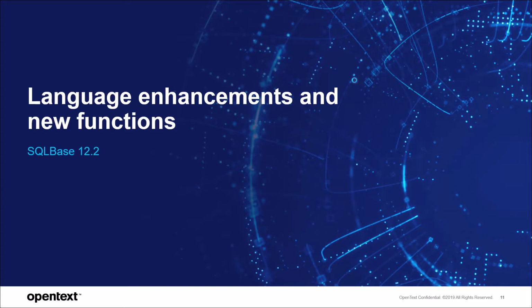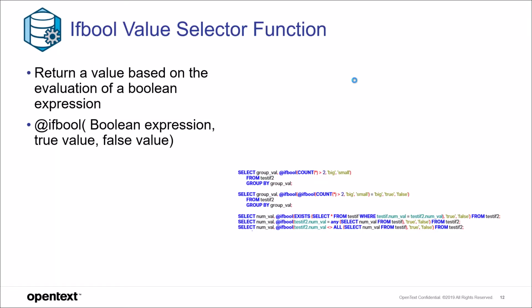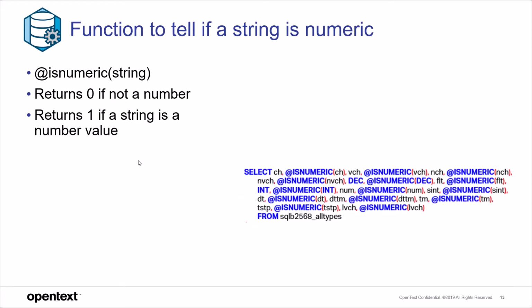This area of new features in SQLBase 12.2 are the language enhancements and new functions. So there's a new Ifbool function that returns a value based on the evaluation of a Boolean expression. So you have this here, Ifbool, then the Boolean expression, then a true value and a false value. Nice to display or to include values in a selection that are based on a Boolean expression.